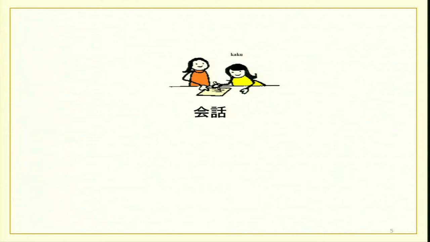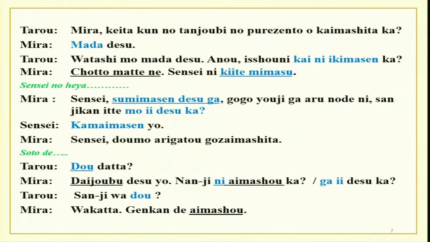Genkan de aimashou. So you heard the kaiwa just now, and the kaiwa is between Taro and Mira. They are probably in the same lab or very close by. They are both students, it looks like. So let us see what they are talking about. Well, it's very simple. Mira, Keita-kun no tanjoubi no present o kaimashita ka? Have you bought it? Mada desu. So we did mada earlier, which means not yet. Haven't bought it as yet. Taro says, watashi mo. Me also, mada desu. I have also not bought it as yet.